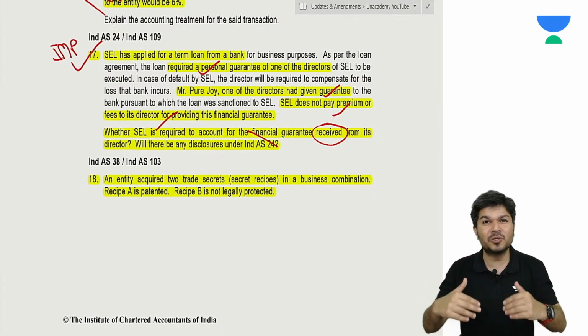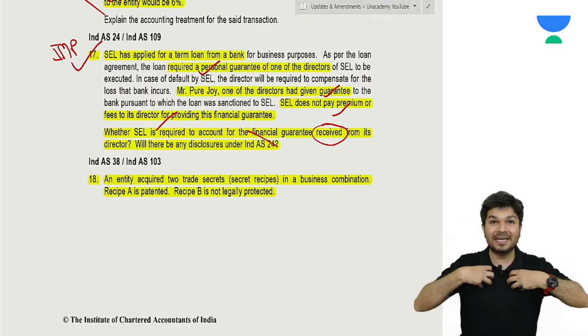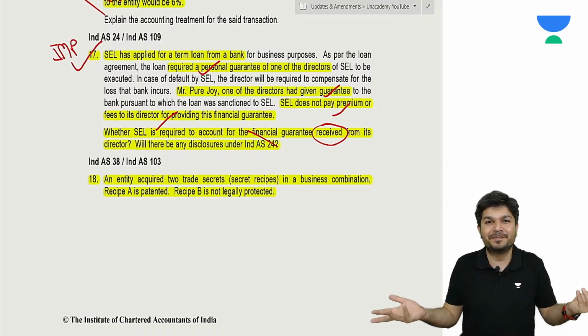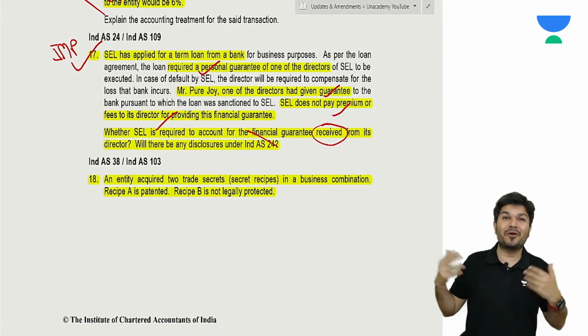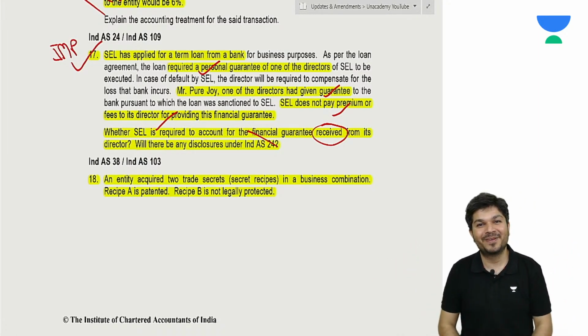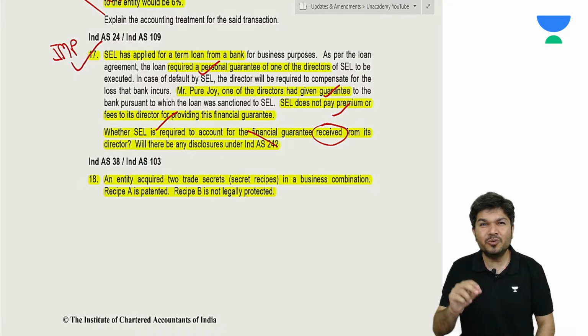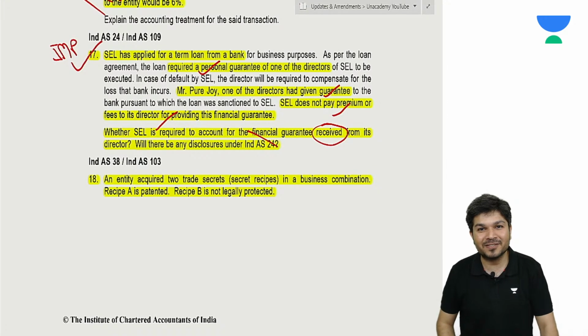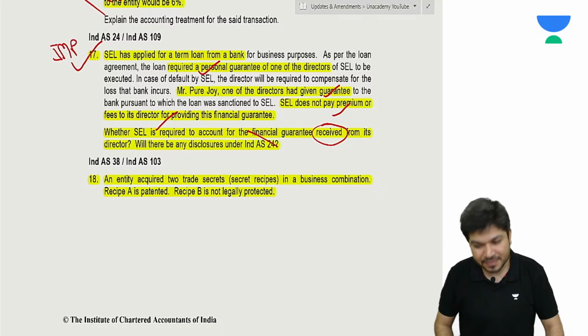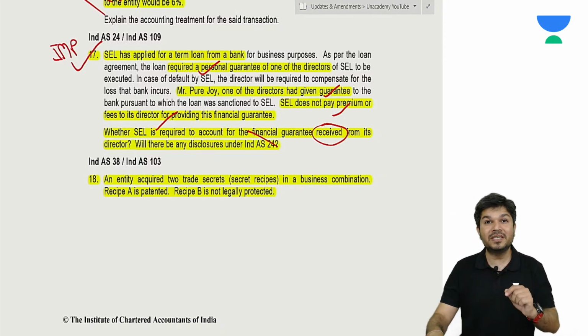Here the company has not given a guarantee, the company is getting a guarantee, and the company doesn't pay anything for it. You're getting a guarantee, you're not paying anything for it, so no accounting is required in your books. But do I need to disclose that the director has given a guarantee, as a related party transaction? Yes. So accounting will not be there.